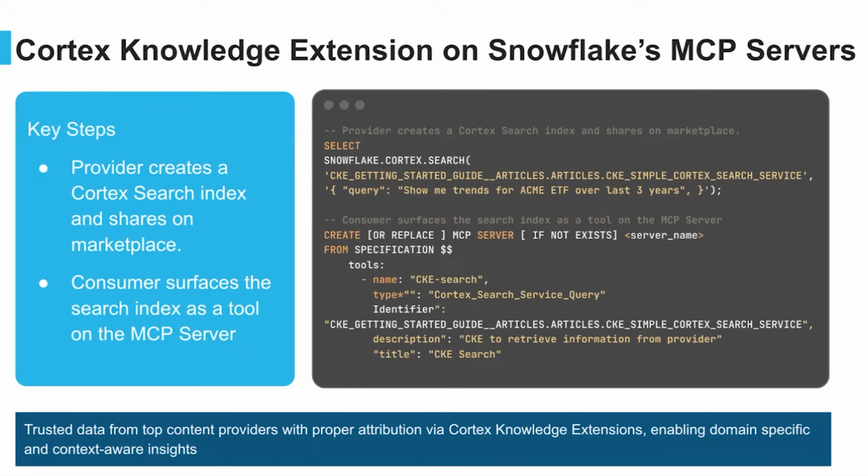What you see on the slide is a quick example of setting up a Cortex Knowledge extension and using it as part of your MCP server. Cortex Knowledge extension allows you to use data from publishers such as Washington Post, and you can use this as part of your agentic application.